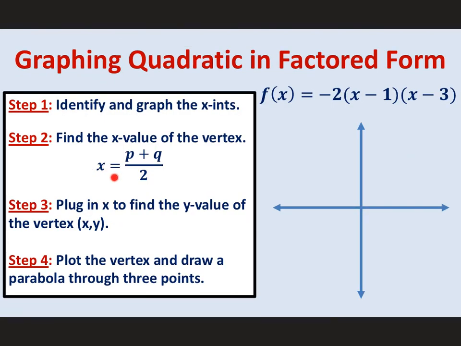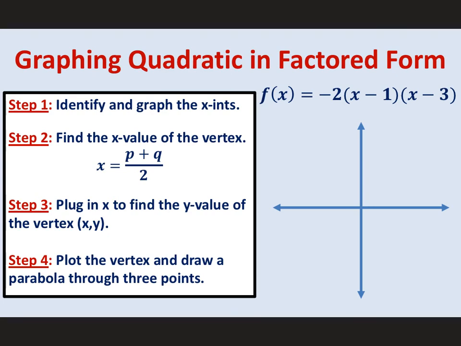All right, so this just reiterates that right there. To get the x value of the vertex, we're going to take the p and the q, add them together, and divide by 2. We can plug that x value in to get the y value of our vertex, and that's how we're going to graph in this factored form.